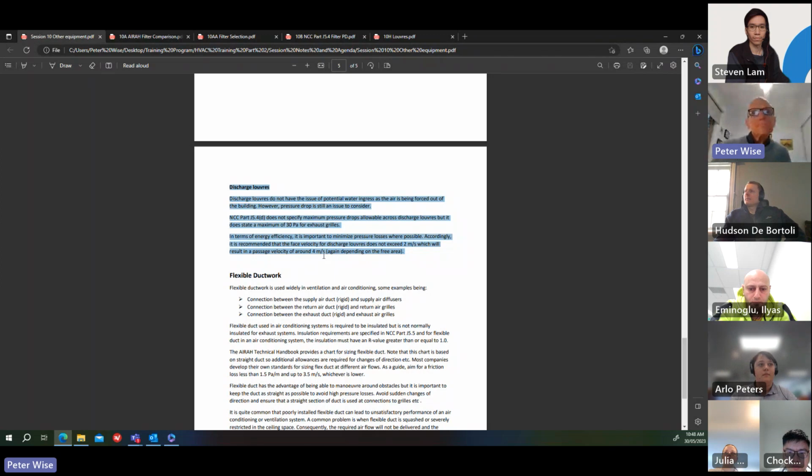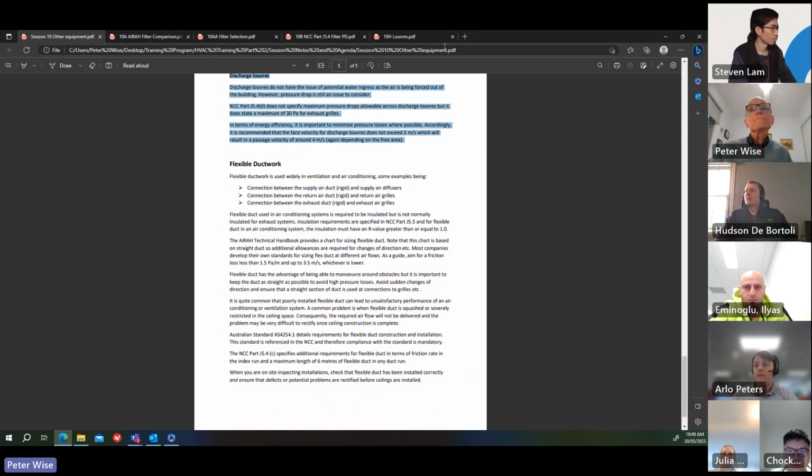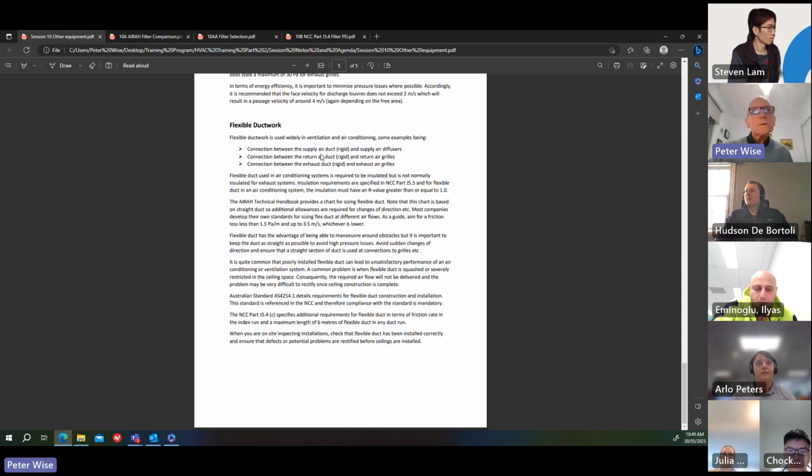So if you've got a larger free area, your passage velocity will be lower and the noise will go down, the pressure drop will go down. But NCC governs what you can and can't do in terms of pressure drop. So that was a quick coverage of louvers. Any questions on that?